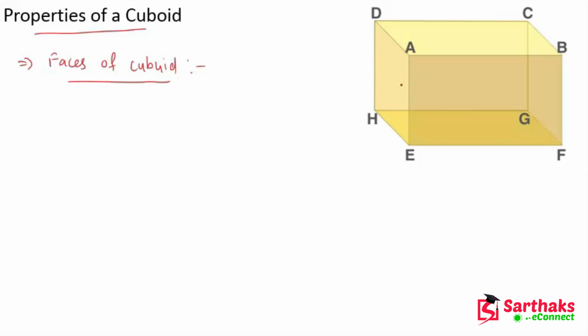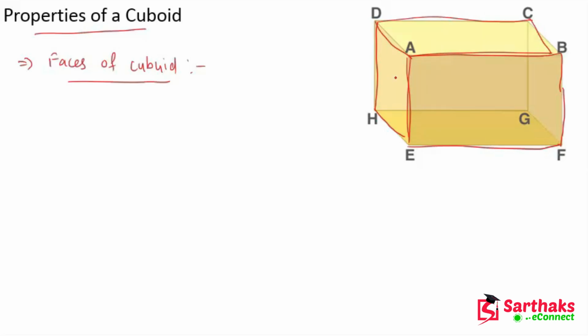In this figure you can see the first rectangle, which we can observe as A, B, F, E. The second one is D, A, E, H. The next one is D, C, B, A. The next is D, C, G, H. The next is C, B, F, G. And the last one is H, G, F, E.